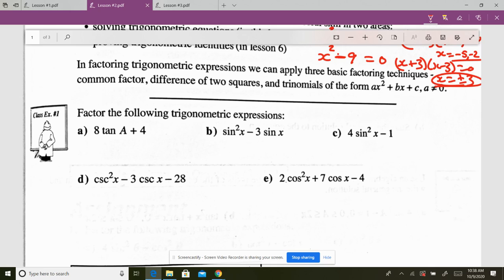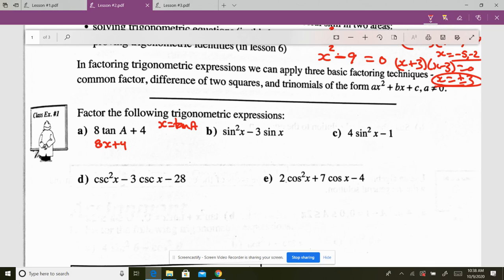But if you don't like the trig functions, you can sub them out. So the first one, if you don't like that there's a tan in there, you can just go let x equal tan of a. I don't want the trig, I won't sub them out. I'm just going to show you how to do it. And then you put it back in and you get 8x plus 4.